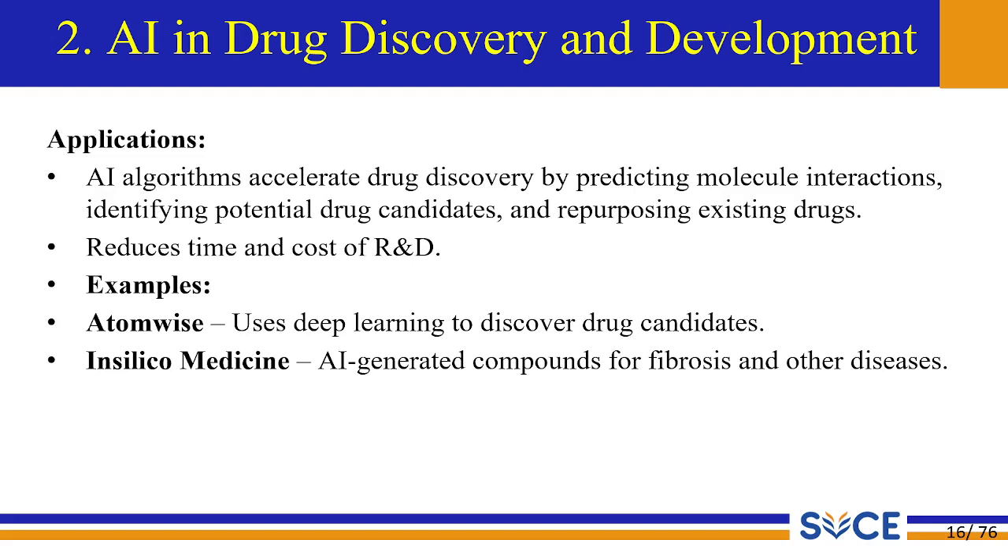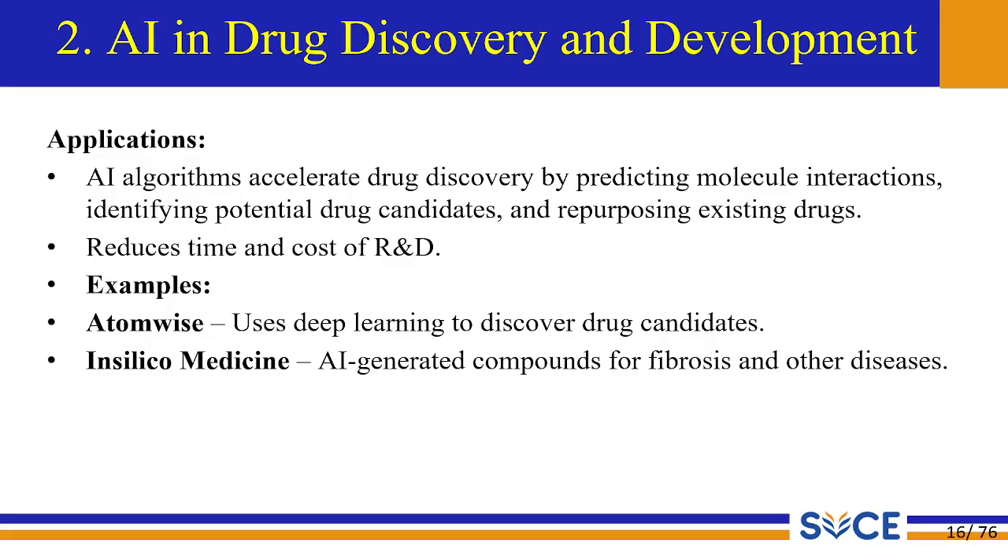Let's explore how AI is speeding up drug discovery and development. Normally, creating a new medicine can take over a decade and cost billions. AI helps cut that down by predicting how molecules interact, spotting new drug candidates, even finding new uses for existing drugs. This reduces the time and cost of research and development in a big way.